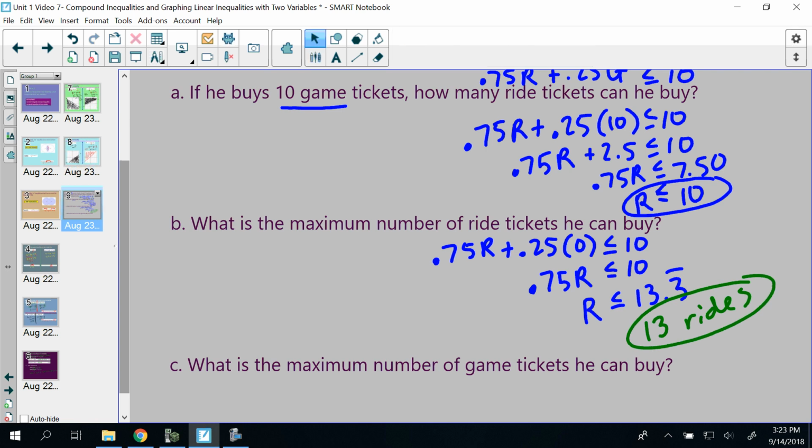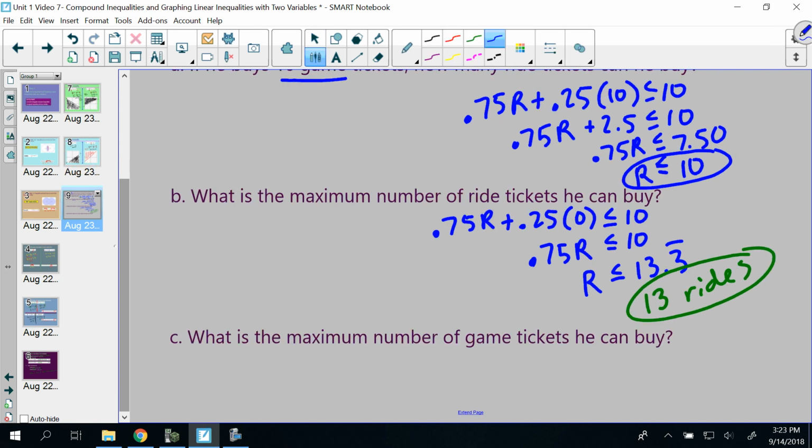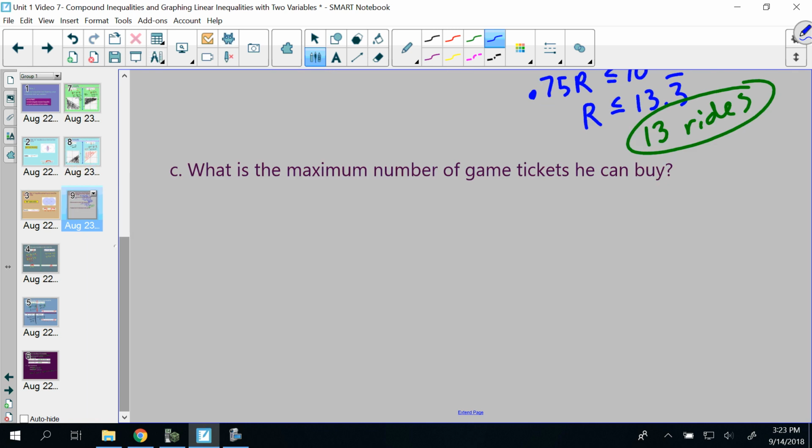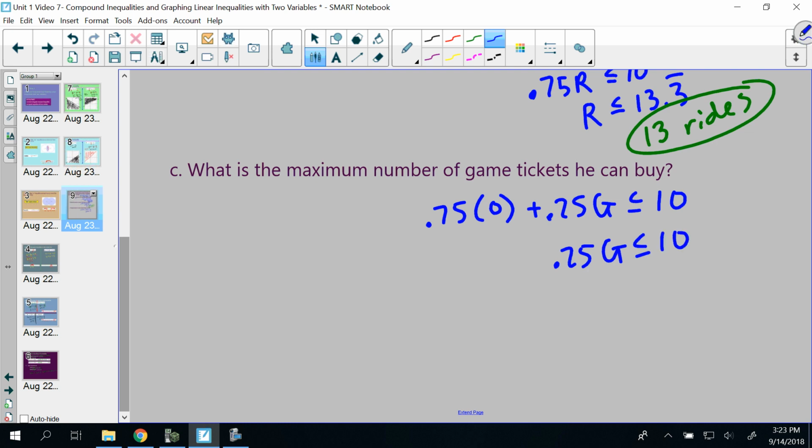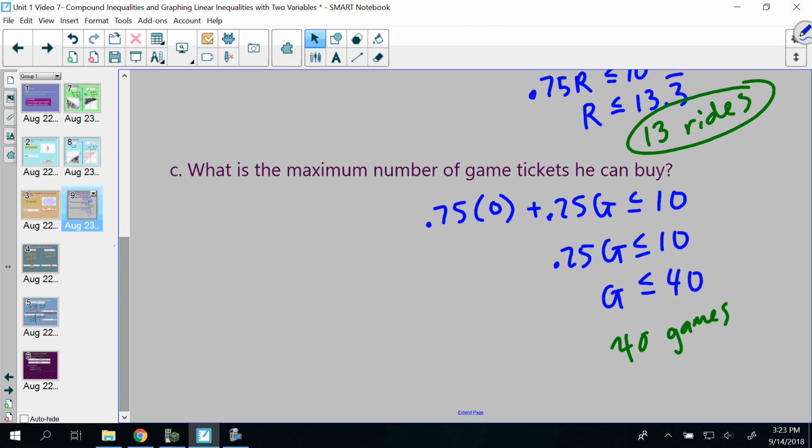All right, letter C here. What is the maximum number of game tickets? So once you pause the video, see if you can figure out this. All right, if you were doing it right, you should assume that he's going on 0 rides then, and using all the money for games with the $10 he has left. So now it's just 25 cents a game with $10, divide, and the maximum number of games, if you divide that, is 40. So 40 games would be the most. All right, try some of the problems on your practice sheet doing the similar thing.